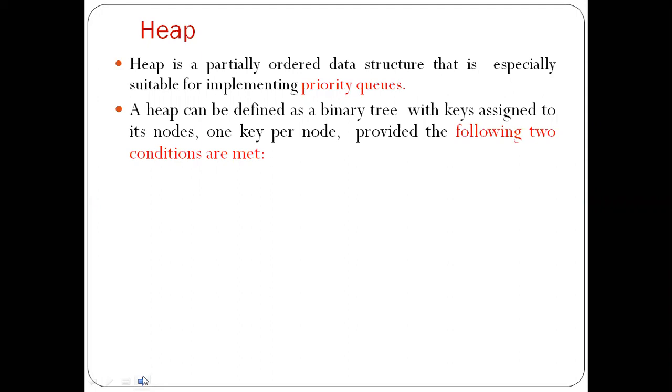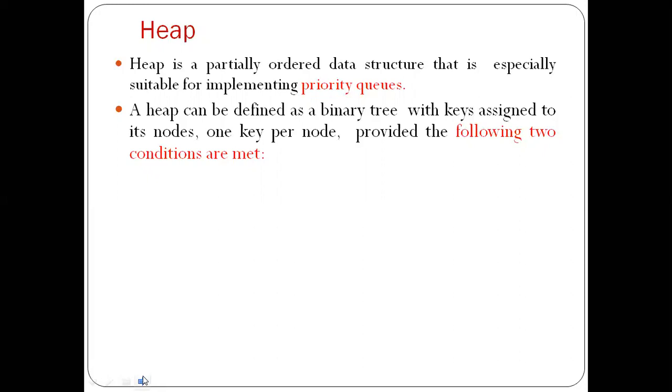So what is a heap? Heap can be defined as a binary tree. This is a data structure which will be implemented like a binary tree with keys assigned to its nodes. In the same way as a binary tree works, we have one key per node. So in each node we will be storing a single key, provided the following two conditions are met.